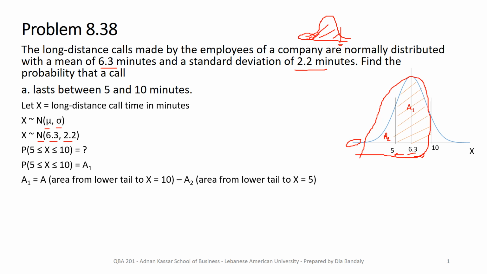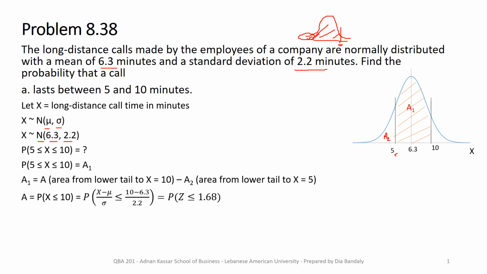So let me first clean this up so that you don't get confused. Here we go. The big area is P of x less than or equal to 10, right? It's the cumulative area all the way.